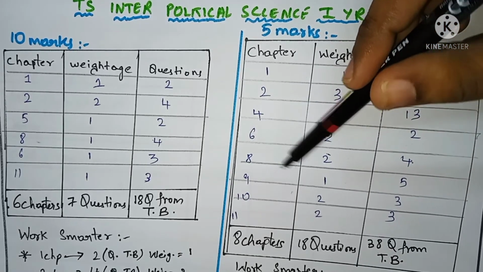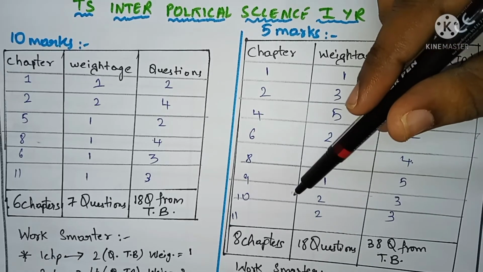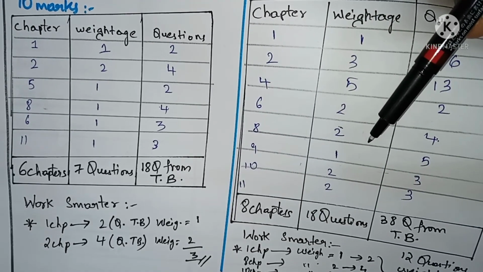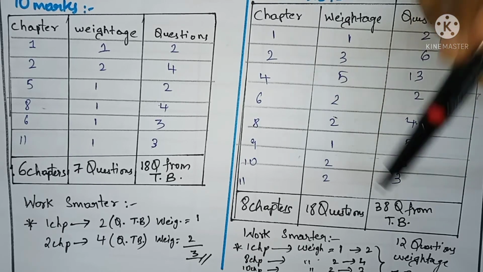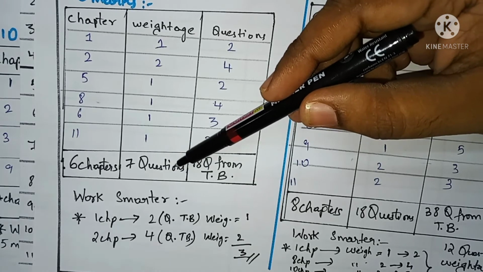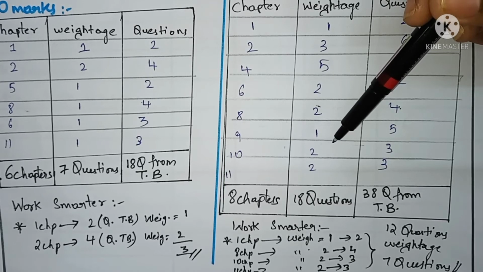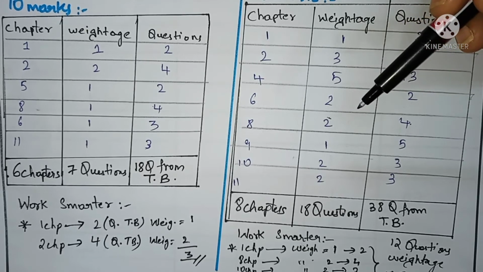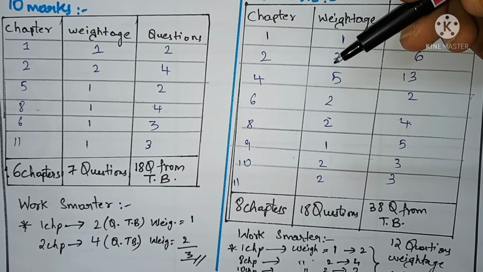In the ninth chapter the weightage is one, questions are five. 10th chapter weightage is two, questions are three. 11th chapter weightage is two, questions are three. So overall eight chapters are there, 18 questions in weightage, and 38 questions from the textbook. Here 7 questions are there, and here 18 questions. 18 plus 7 is equal to 25. The other 25 will be very short answers. So the total number of questions in the examination will be 50 questions.